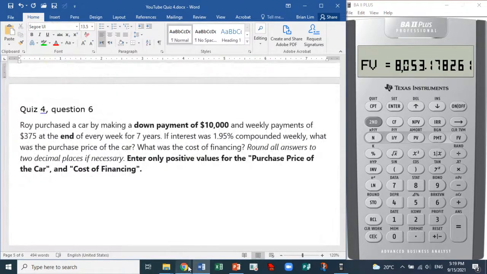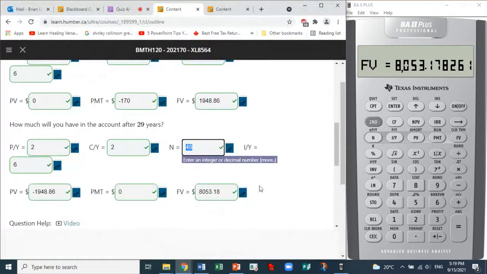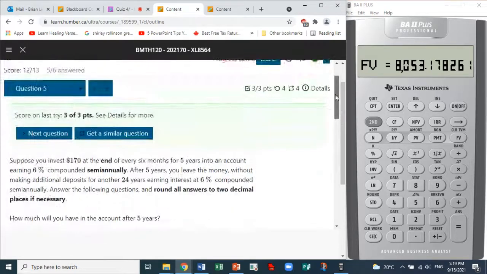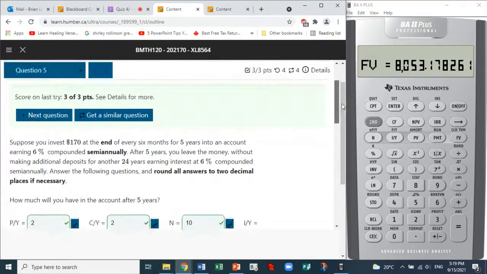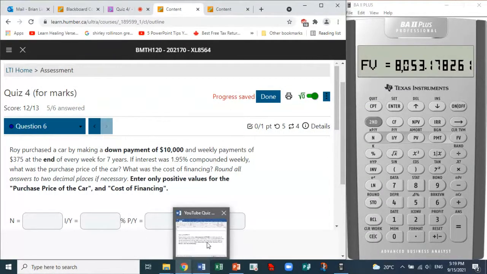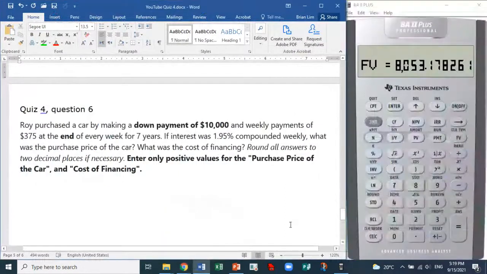All right. We can go back here. We've completed question number 5. Everything works well. And then we can go to question number 6. All right, so next question is question number 6. All right, let's go to our Word document. He purchased a car by making a down payment.